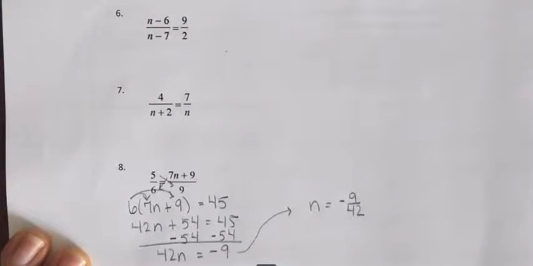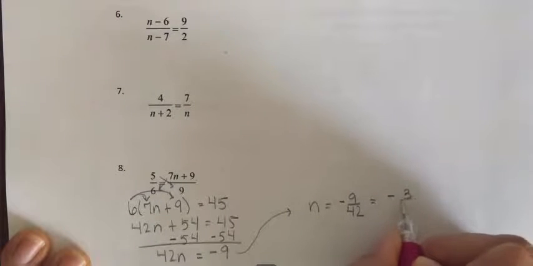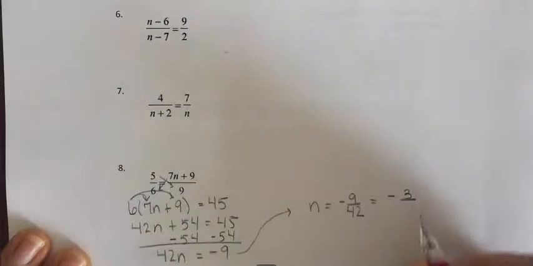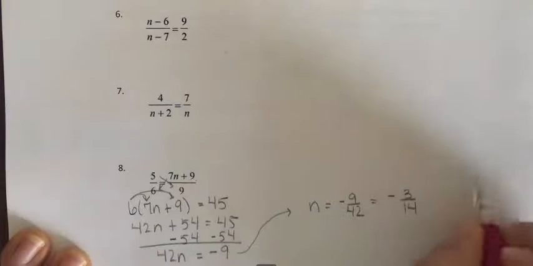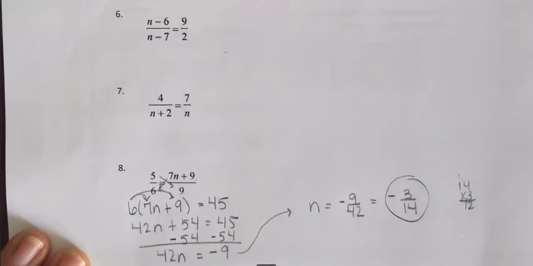And I think they can both be divided by 3. So this would be negative 3 over, is that 14? Let's just double check that. 14 times 3, will that give me 42? Yeah. So there's my solution. That's what n equals. Make sure you show all your work, please.